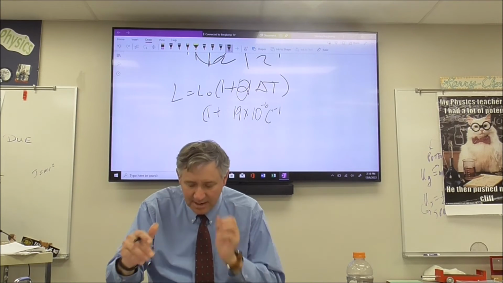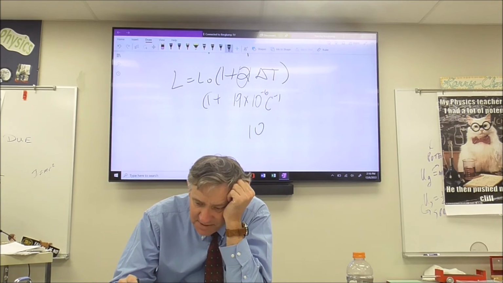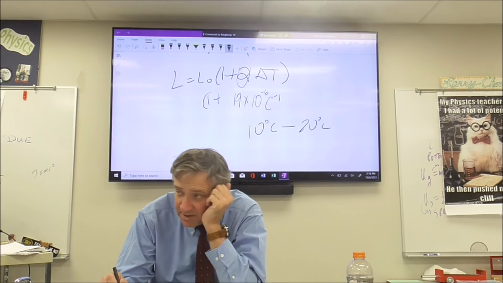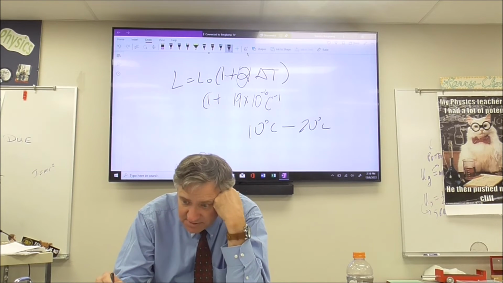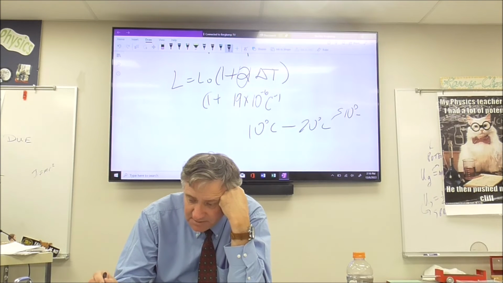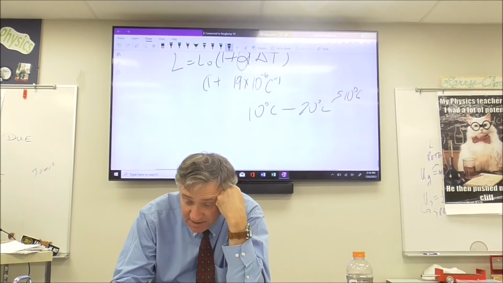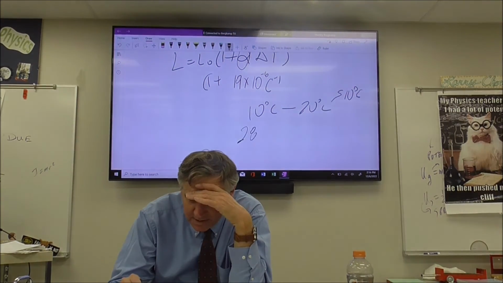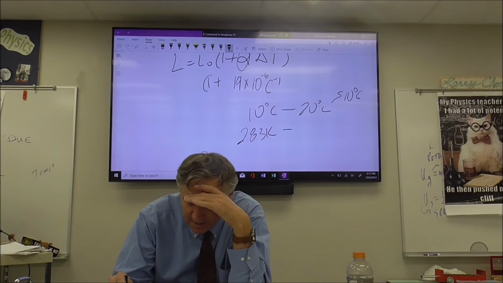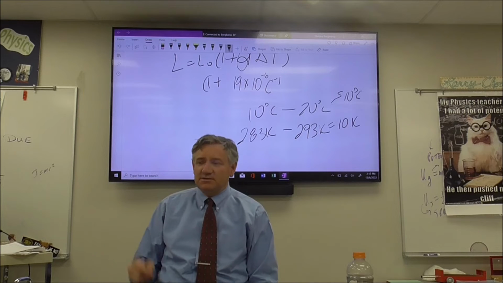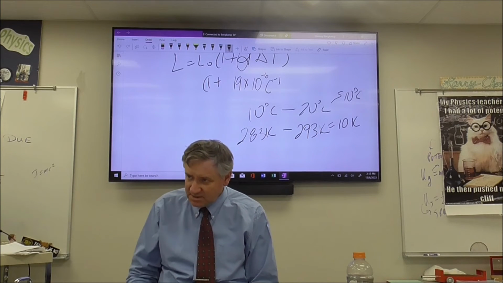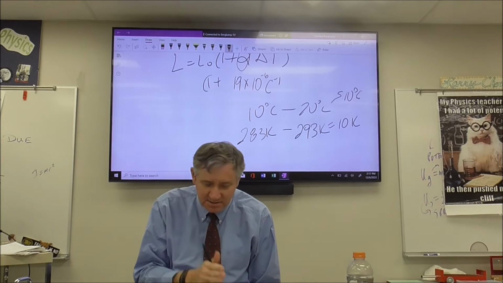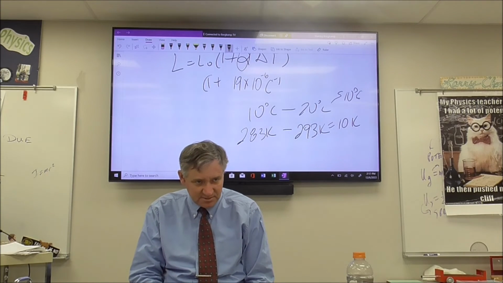Now, here's an interesting thing that happens. Let's say we go from 10 degrees Celsius to 20 degrees Celsius. The change in temperature is going to be 10 degrees Celsius. Now, here's the odd thing, and this is why we use Kelvin again. 10 degrees Celsius would be 283 Kelvin. 20 degrees Celsius would be 293 Kelvin. So that change is also 10 Kelvin. So a change in temperature of 10 degrees Celsius is the exact same as 10 Kelvin in terms of a change. Just won't be negative.